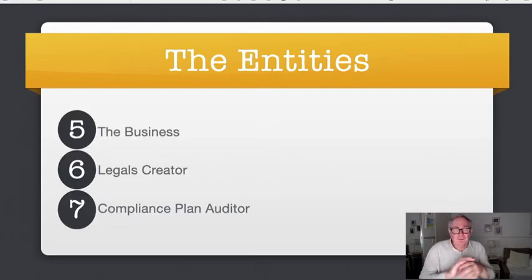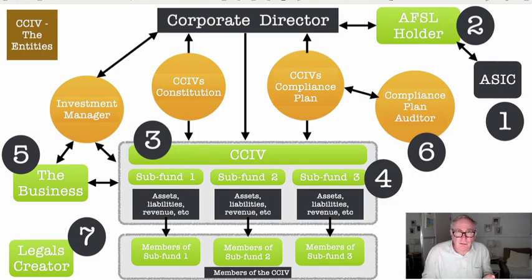So we also have the business, which we discussed, and the people that create the documents, the legal creators, which might be the CCIV's corporate director, it might be the AFSL holder, it might be the lawyers, and then of course we've got the compliance plan auditor. So those are the 7 entities involved in a CCIV.